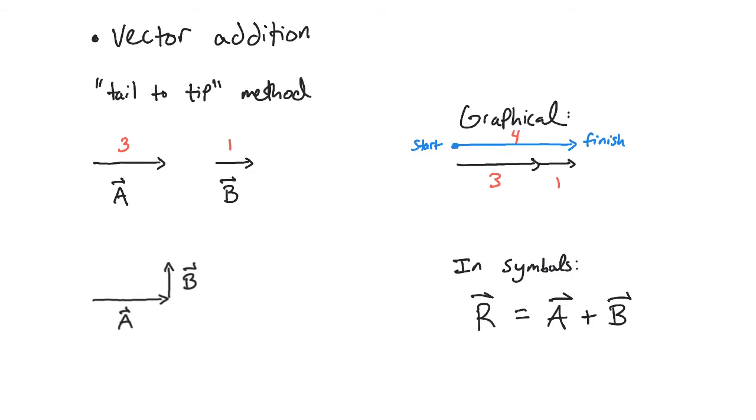So take a look at what I've done. Look at what I've done to vector B. I haven't changed its magnitude. It's still equal to 1. The size is the same, but I rotated it. Now vector B is pointing vertically up instead of horizontally to the right.